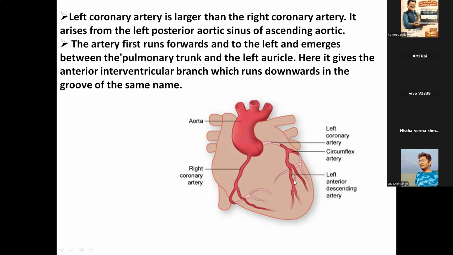तो यहाँ पर तुरंत ही एक ब्रांच दे देती है, that is left anterior interventricular branch which runs downward in the groove of the same name. मीन्स कि क्या नाम है ग्रूव का, एंटीरियर इंटरवेंट्रिकुलर ग्रूव, और ब्रांच का नाम भी है एंटीरियर इंटरवेंट्रिकुलर ब्रांच ऑफ लेफ्ट कोरोनरी आर्टरी, ठीक है। तो यहाँ पर ये आई लेफ्ट कोरोनरी आर्टरी बिटवीन पल्मोनरी ट्रंक एंड लेफ्ट ऑरिकल, और आते ही उसने एक नीचे की ओर ब्रांच दे दी, that is anterior interventricular branch running on the anterior interventricular groove, ठीक है.